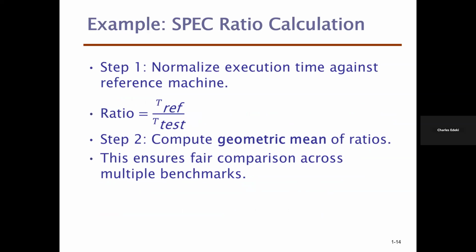So this is an example of a SPEC ratio calculation. First, we normalize the execution time against the reference machine. Then we find the ratio. So wait for a few seconds. If no question, let's keep going.